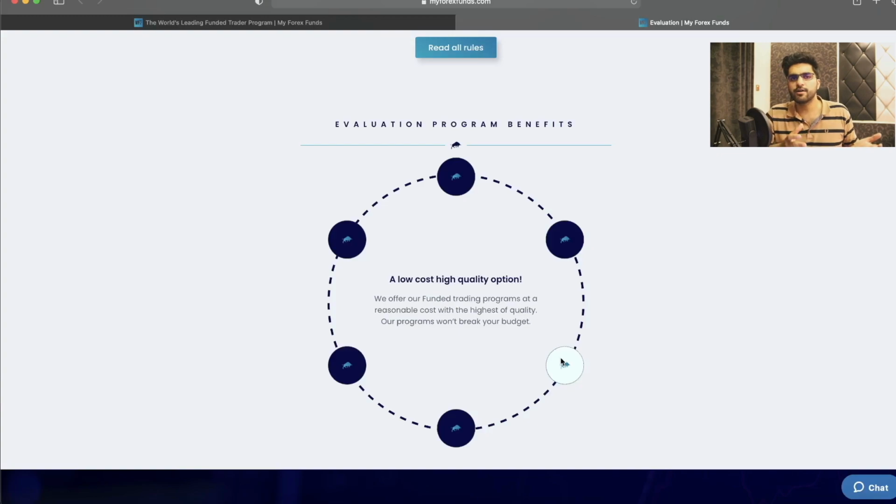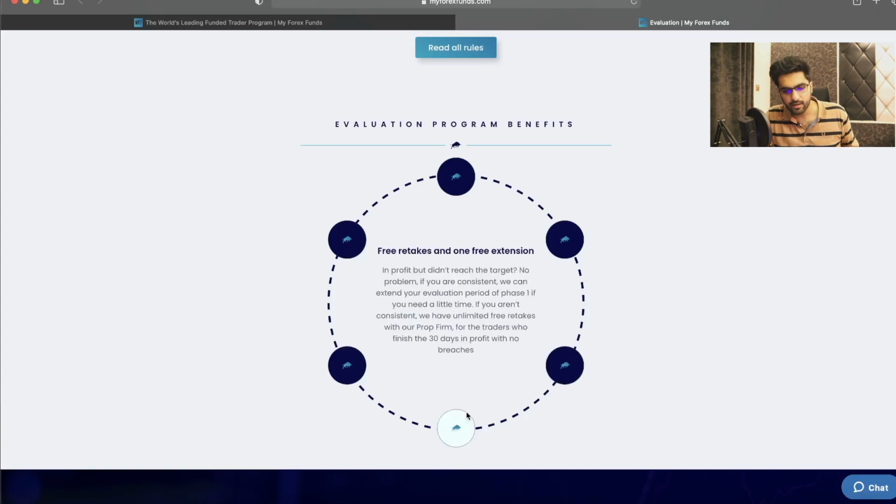Their account fees are relatively very low as compared to other platforms, and then you can have unlimited free retakes and one free extension. In profit but did not reach the target? No problem. If you are consistent, we can extend your evaluation period of phase 1 if you need a little more time. But if you are not consistent, we have unlimited free retakes with our platform for the traders who finish the 30 days in profit but with no breaches.